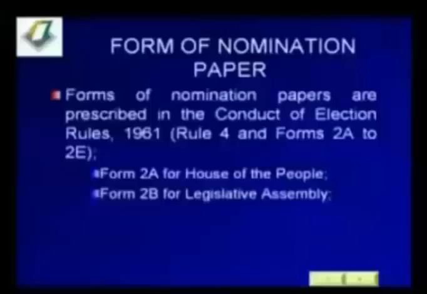So for the Lok Sabha, the form which has been prescribed as a nomination paper is Form 2A, which is appended to the Conduct of Elections Rules. And for the legislative assembly it is Form 2B. This Form 2A and 2B, I may just slightly give you some explanation. Though they are separate forms, more or less they are similar in content.